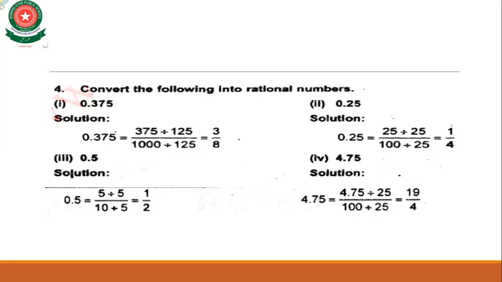Same as 0.5. Again, we have to write 1 below the decimal point and put 0 as many as the digits after the decimal point. Then in the second step, we will divide the equation to reduce it. So here we will divide 5 with both numerator and denominator. After dividing the equation, we will get 1 by 2, which is equal to 0.5.